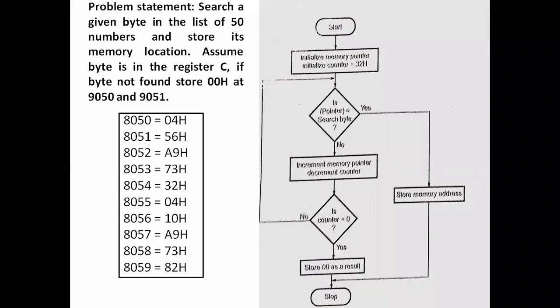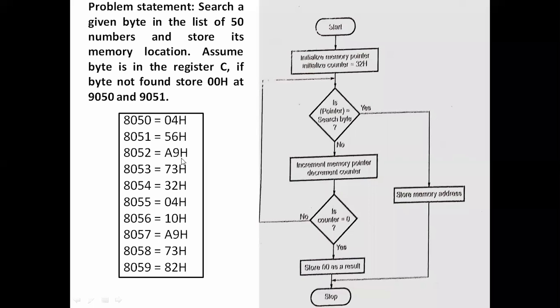The second program is to search a given byte in a list of 50 numbers. There is a series of 50 numbers given. What do you have to do? You have to search a given byte from that list. And wherever you find that particular number which is being compared, we have to store its memory location. Assume that the byte is in register C, and if the byte is not found, we have to store 00 at 9050 and 9051.